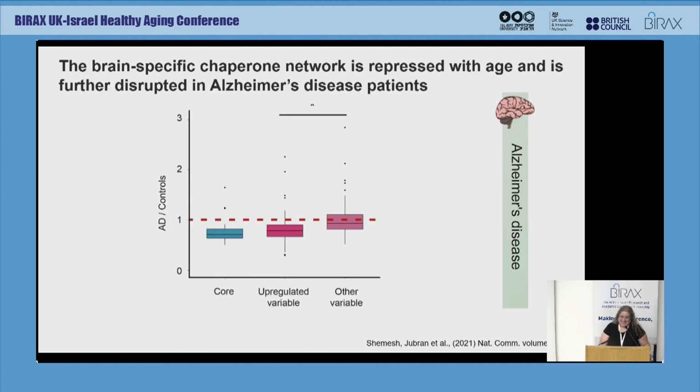Okay, so this is also true in Alzheimer's disease patients. If we compare them to age-matched individuals, we see that the core and the upregulated signature chaperones that are expressed in brain tissue are reduced further in Alzheimer's brain patients, whereas other variable chaperones that are not specifically unique or highly expressed in neurons are the same.